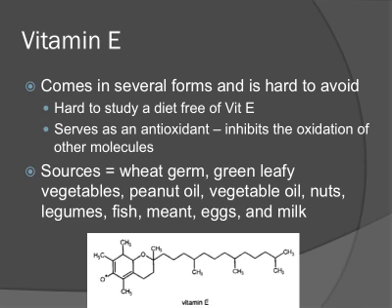Vitamin E actually comes in several forms as well, and this one is really hard to avoid. And since it's so hard to avoid, we have not been able to fully study the absence of vitamin E, so we're really not sure what it could cause. One thing that we do know is that vitamin E serves as an antioxidant, which basically inhibits the oxidation of other molecules within your body, and so it helps to control the chemical reactions that are happening. And we can get vitamin E from, the list was really, really long, but wheat germ, green leafy vegetables, peanut oil, vegetable oil, nuts, legumes, fish, meat, eggs, milk. I mean, the list went on and on and on out of your book.